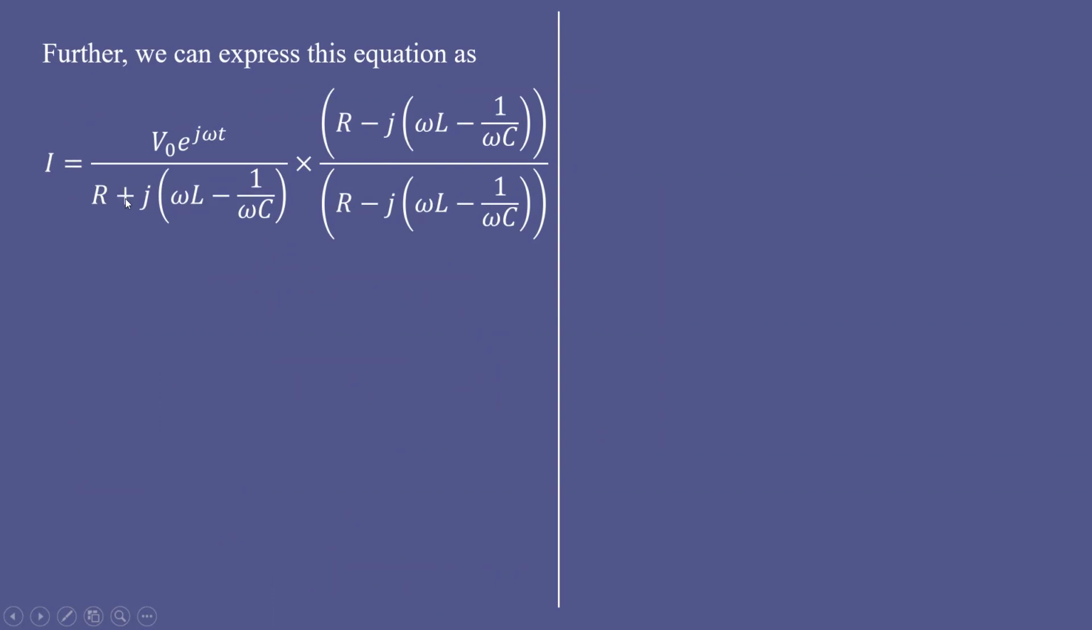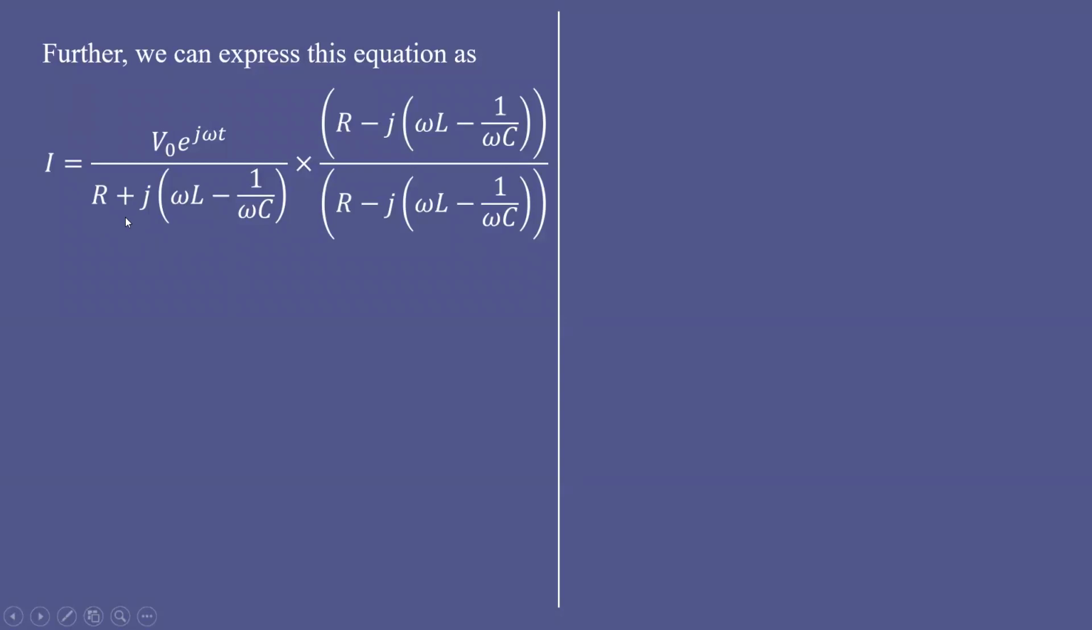What do we mean by complex conjugate? You just replace the plus sign by a minus sign in the complex number, and that is called the complex conjugate. So what is the complex conjugate of this term? It is R minus j into omega L minus 1 by omega C. Multiply by that complex conjugate divided by the same complex conjugate. This is nothing but multiplying by 1, so this gets cancelled.